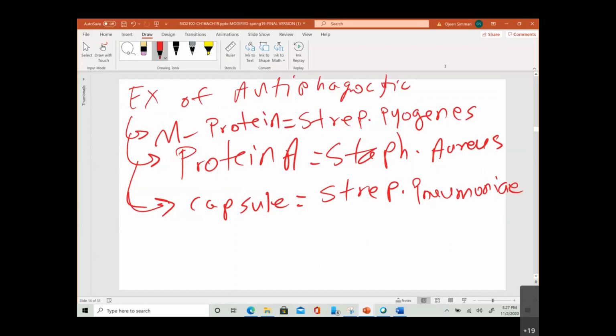Really, what do you mean really? What are you referring to, Joshua? Oh, just the ability to replicate inside of the macrophage. Yes, yeah.